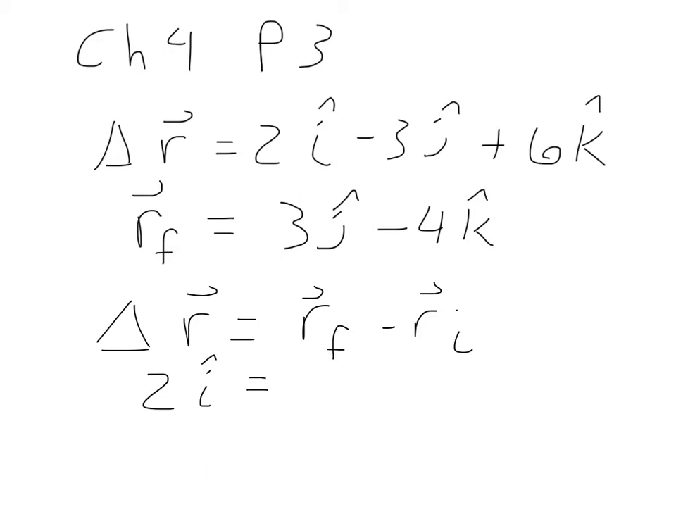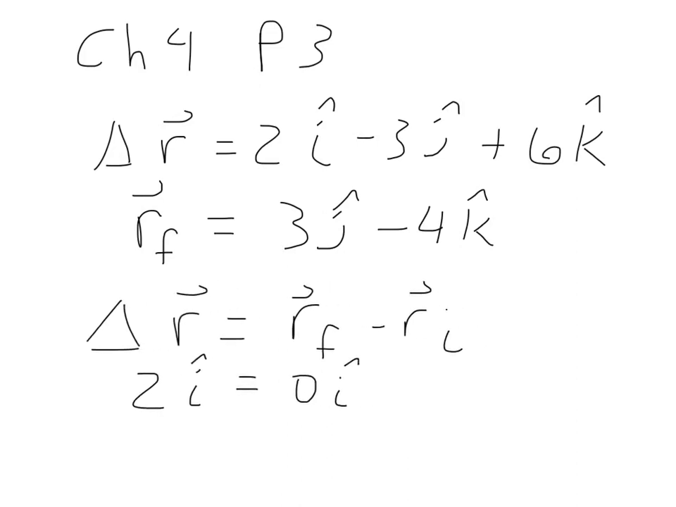Now notice in r final we don't have an i hat component, so we assume that we are initially at 0 i hat. Now we subtract the initial position along the i hat direction, so minus r i hat. And what we end up seeing is that the initial position along the x direction of the particle, r i hat, is equal to minus 2 i hat.